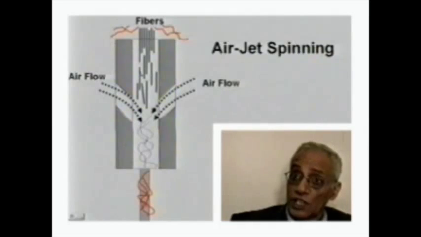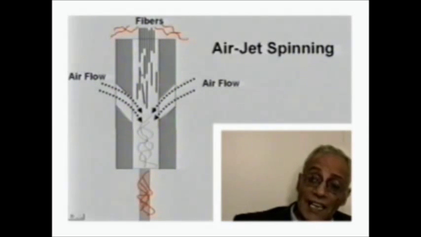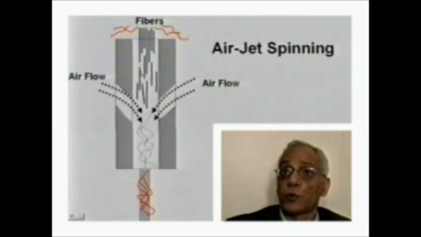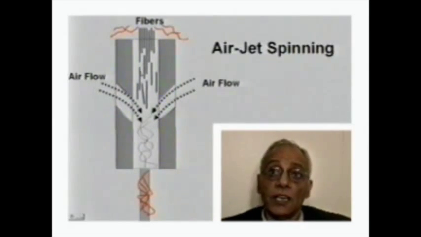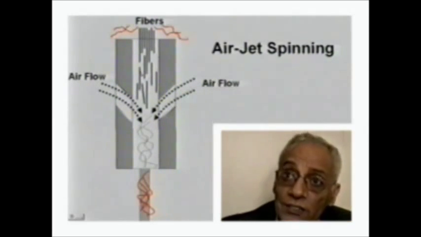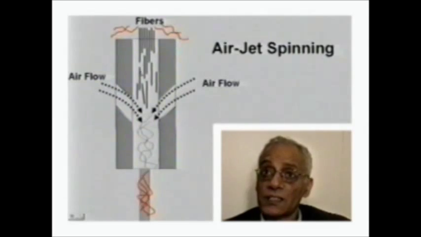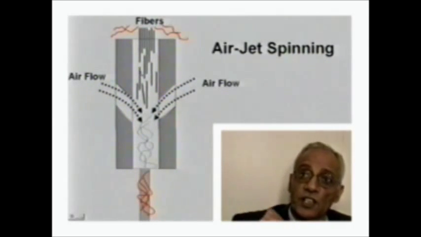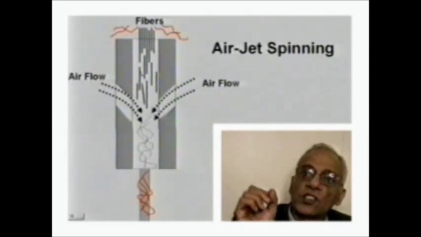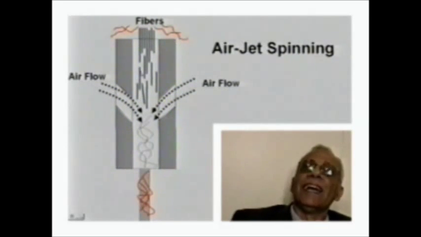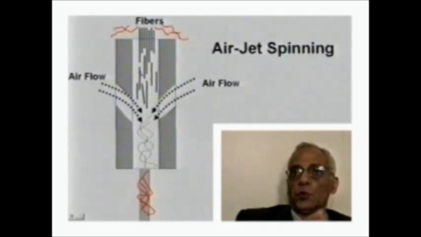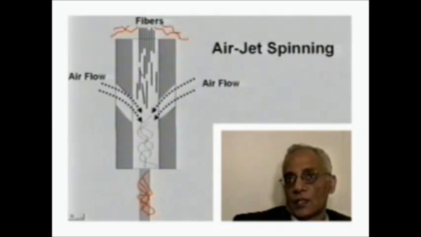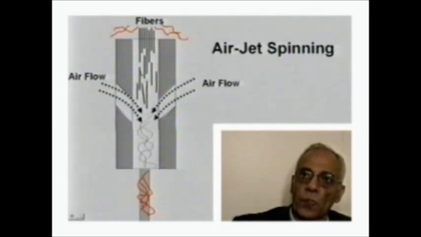Now, we just mentioned belly fibers and built fibers as being defects in case of rotor spinning that were unwanted. Well, belly fibers and the built fibers or wrapping fibers in case of air jet spinning are desirable, wanted, and intentionally introduced. So you can see the key features here or the key differences.